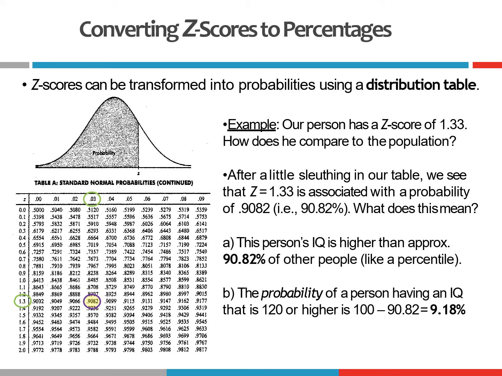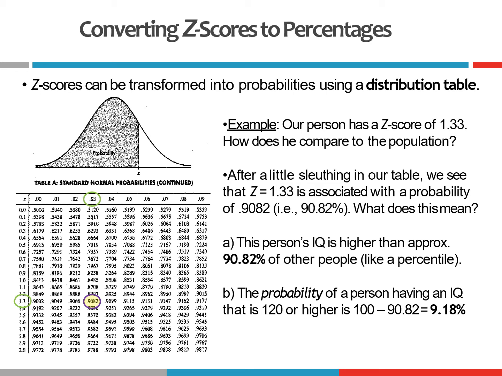So similarly, if we wanted to find the probability of a person having an IQ score that is higher than 120, all we would have to do to calculate that percentage is subtract 90.82 from 100, okay? And we would see that the probability of a person having an IQ score that's higher than 120 would be 9.18.